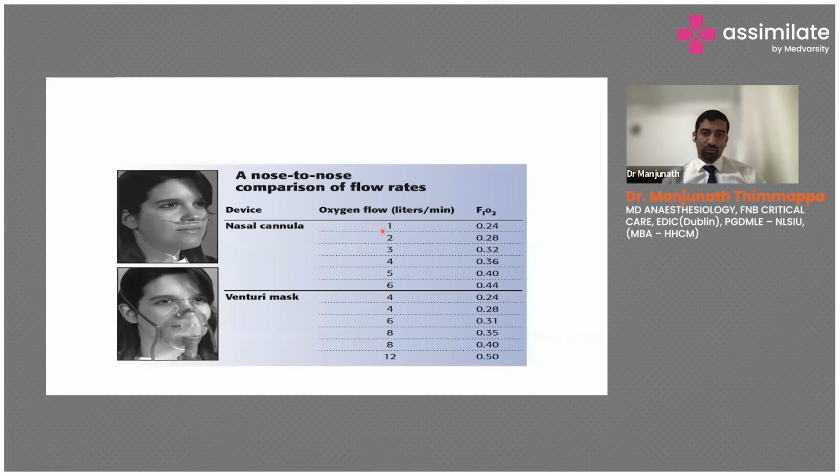If the patient is on a nasal cannula with a flow of under 1 liter, it is more of an FiO2 of about 0.24. If you take the room air FiO2 as 0.20, with every 1 liter, 0.04 will be added. So 2 liters is about 0.28, 3 liters about 0.32, 6 liters about 0.44. The Venturi mask is slightly different, it keeps varying. It starts with 4 up to 12 liters.